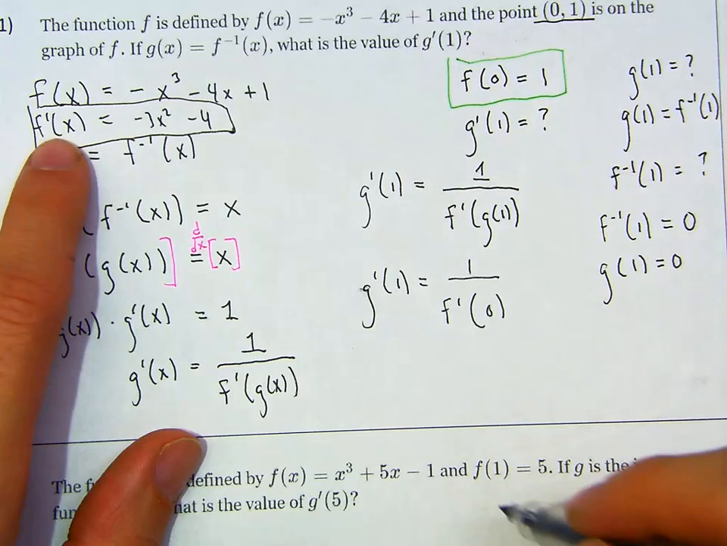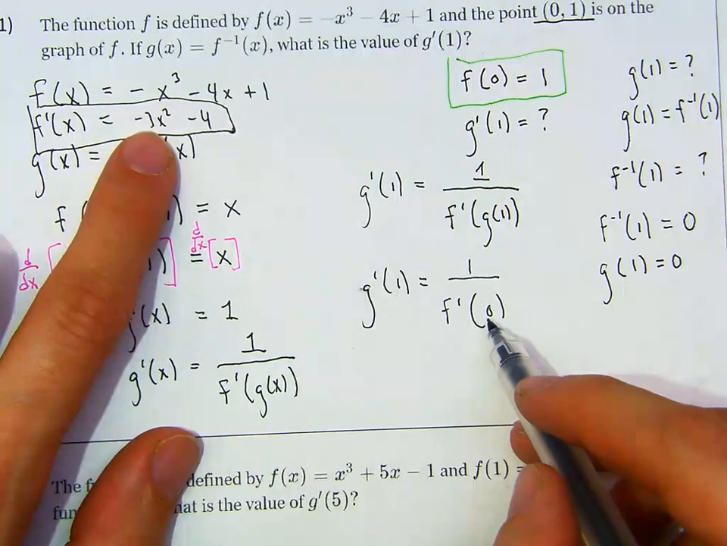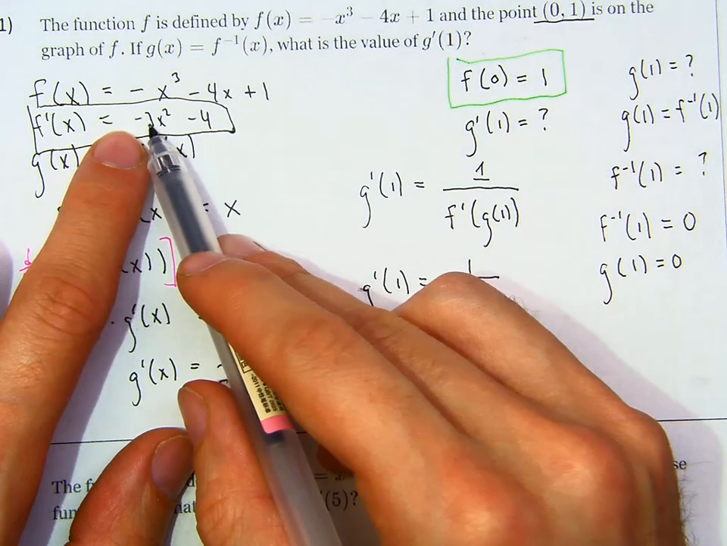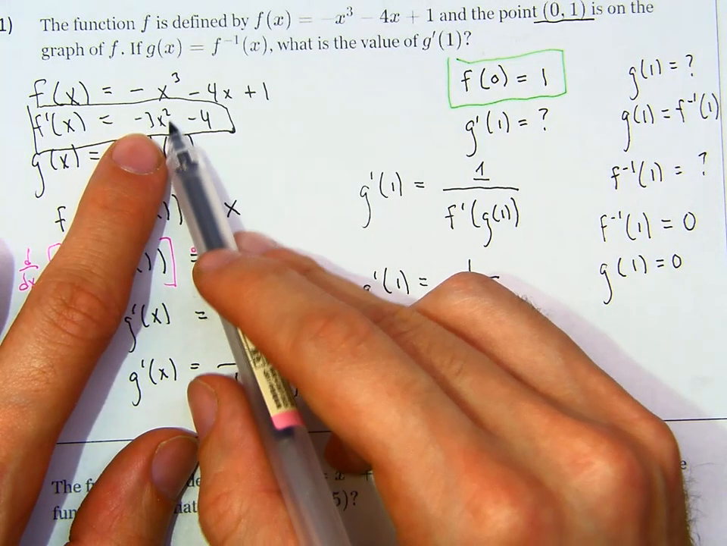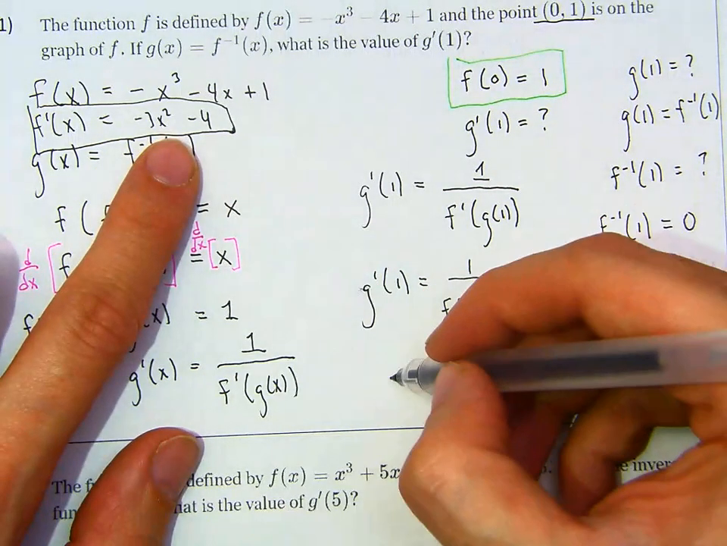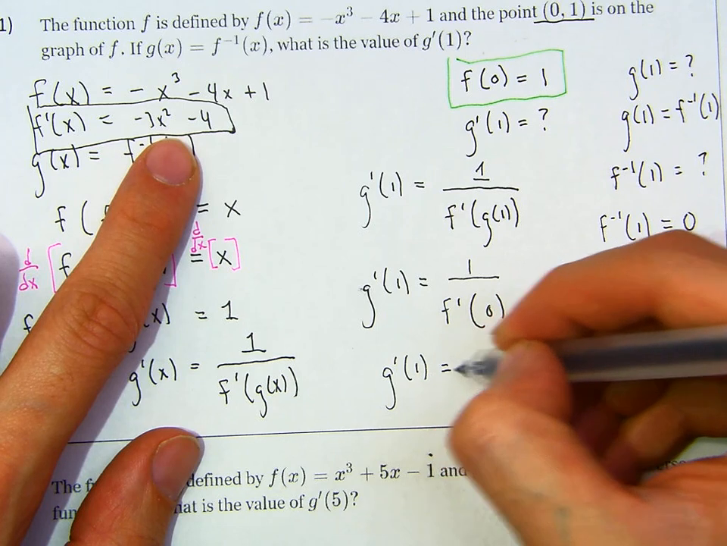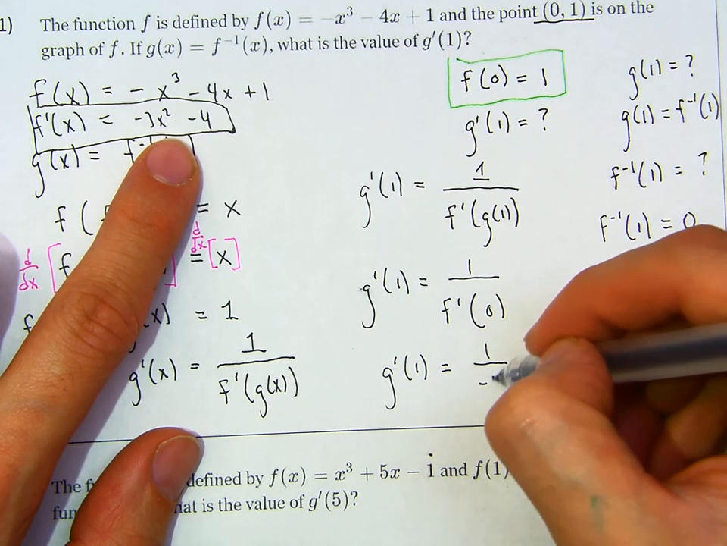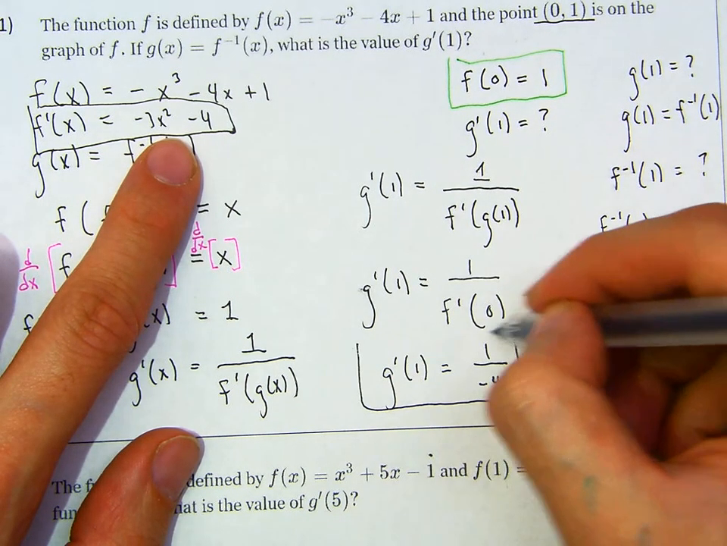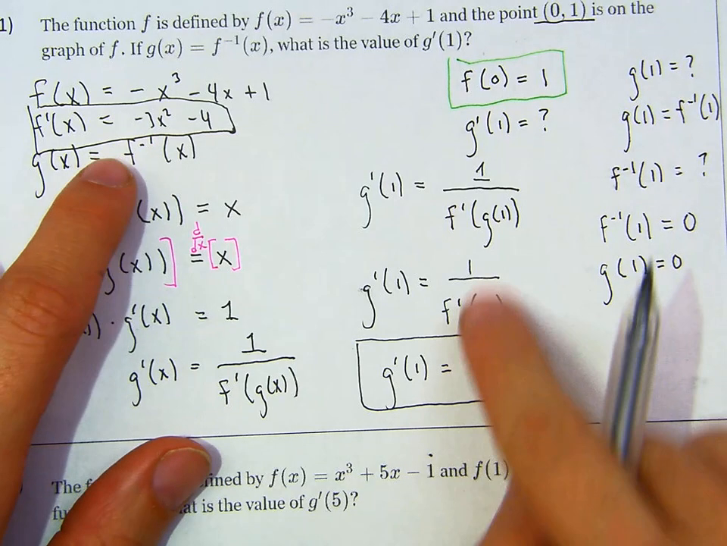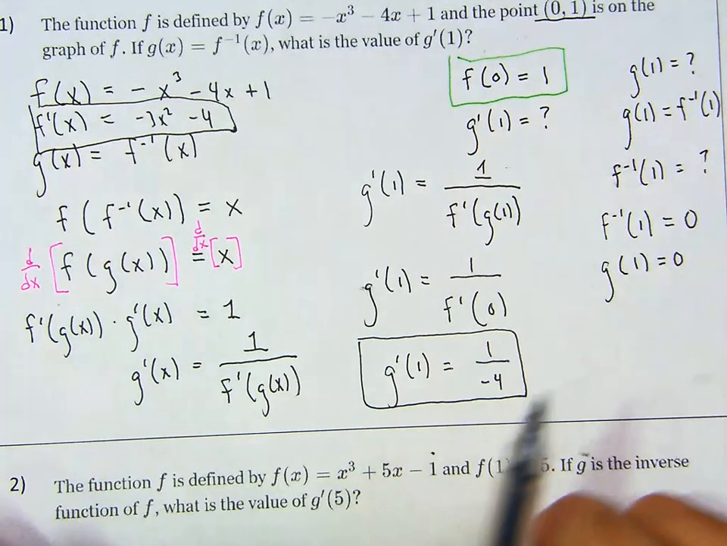So then what is f prime of 0? You're just plugging in 0 into here. So it's negative 3 times 0, which is 0, minus 4. So g prime of 1 is equal to 1 over negative 4. And that's it. And we solved it because that's what the question is saying. What is g prime of 1?